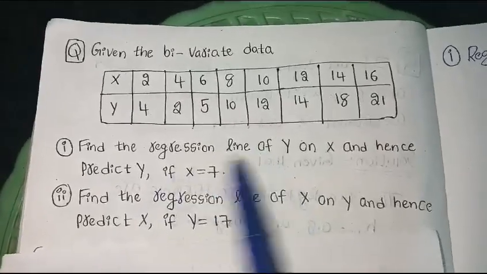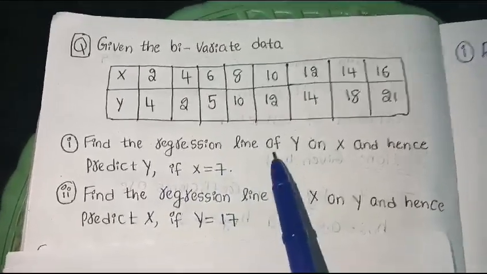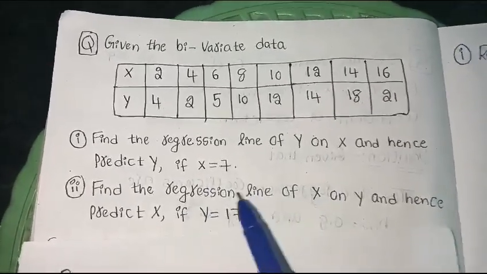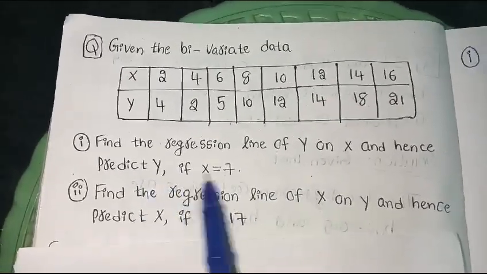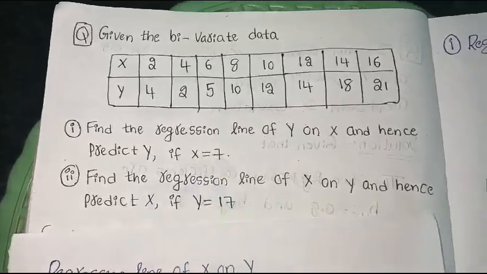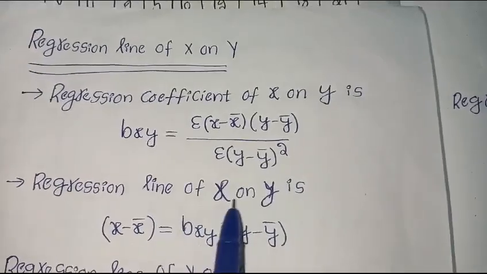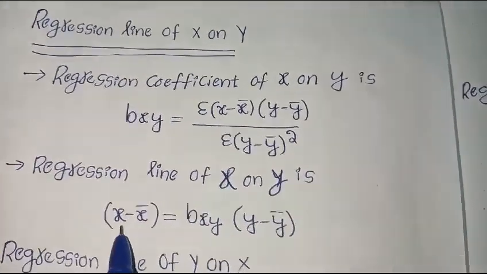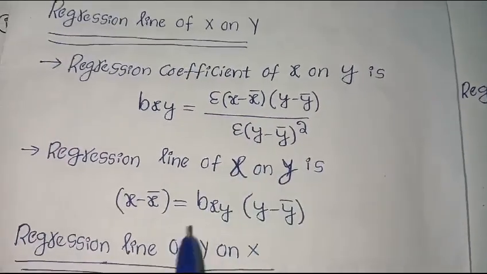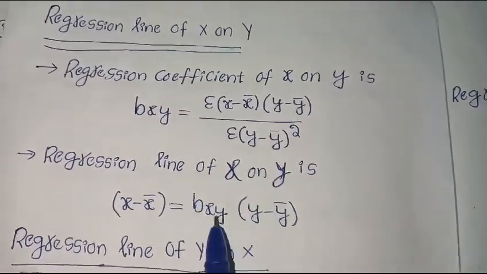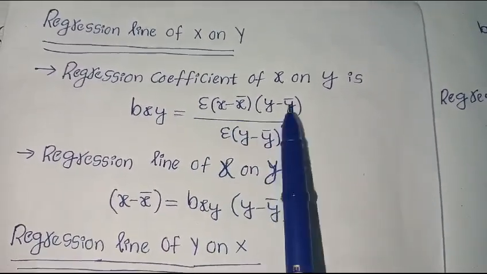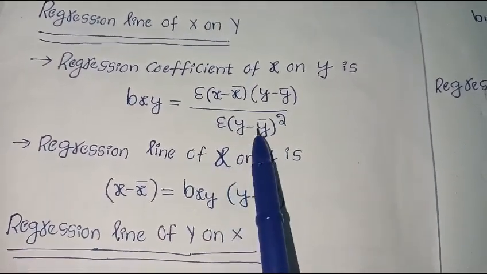In this question, they asked to calculate the regression line of y on x and the regression line of x on y, and they asked to predict y if x is equal to 7 and predict x if y is equal to 17. The regression line of x on y is x minus x bar is equal to bxy into y minus y bar. The formula for bxy, which is the regression coefficient, is summation x minus x bar into y minus y bar by summation y minus y bar whole square.